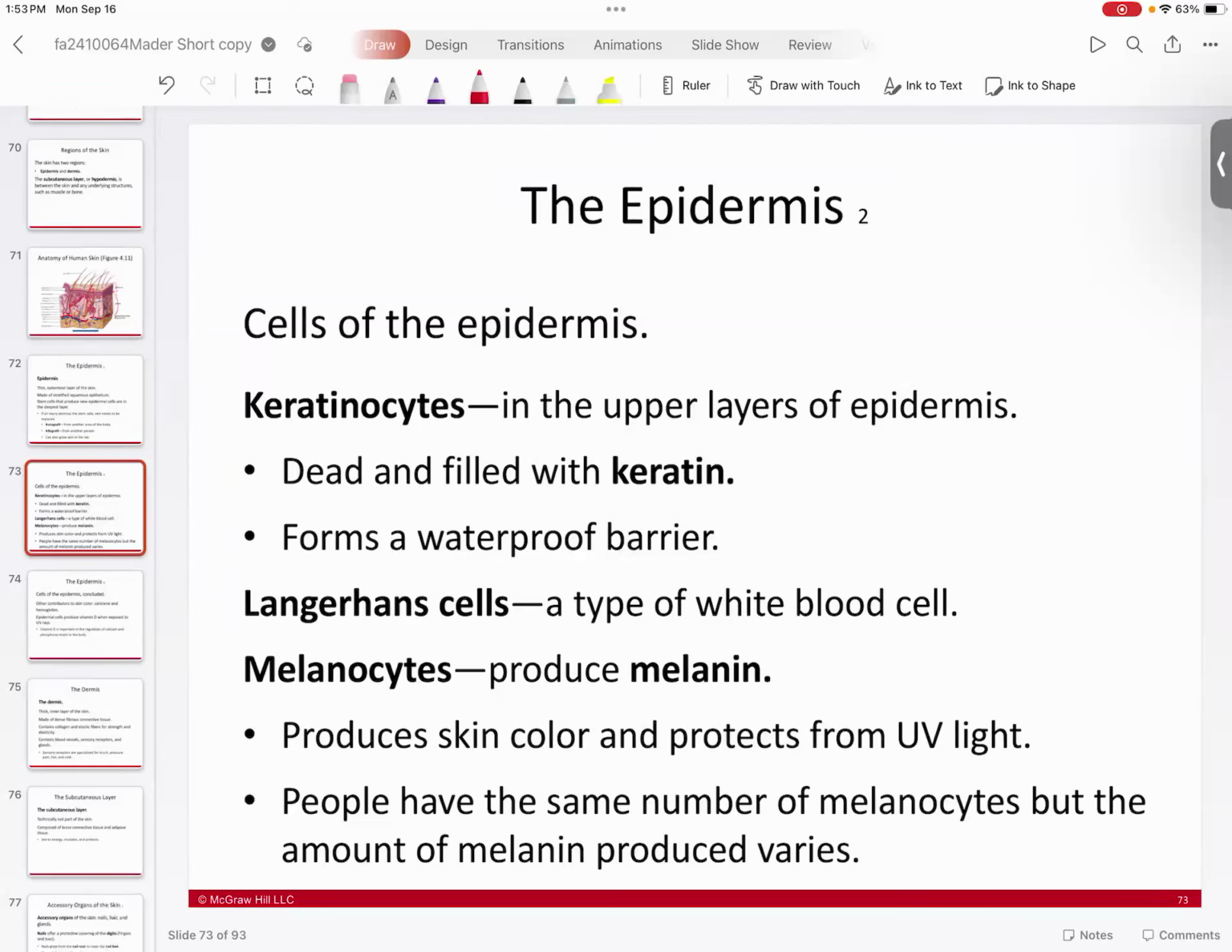So what's in the skin cells? What types of skin cells are there in the epidermis? Well, first of all, we have a very specific and very special type of skin cell in the epidermis called keratinocytes. These are in the upper layers of the epidermis. And the reason they call them keratinocytes is because they are filled with a protein called keratin. They're dead. Keratin is like cement.